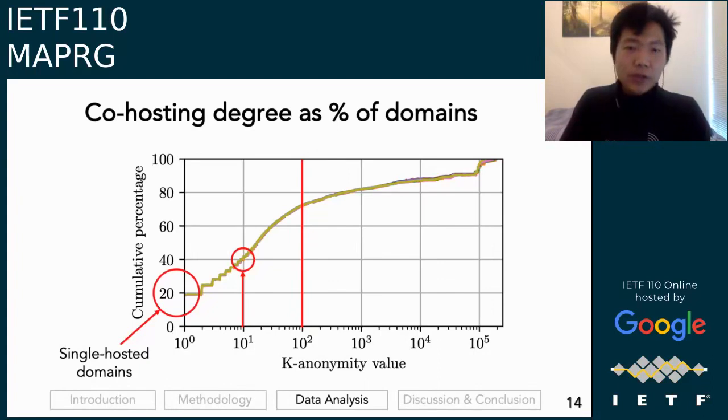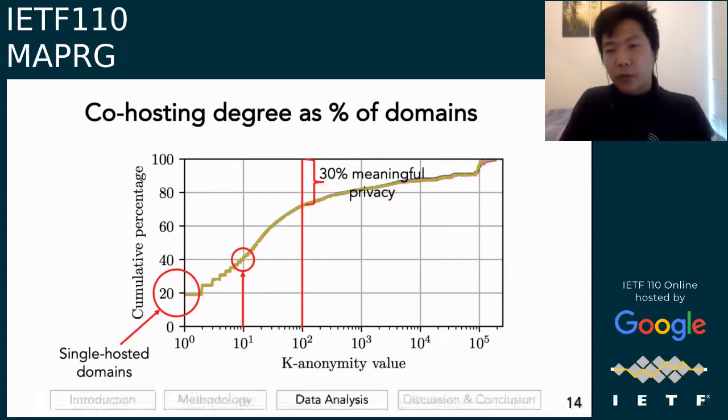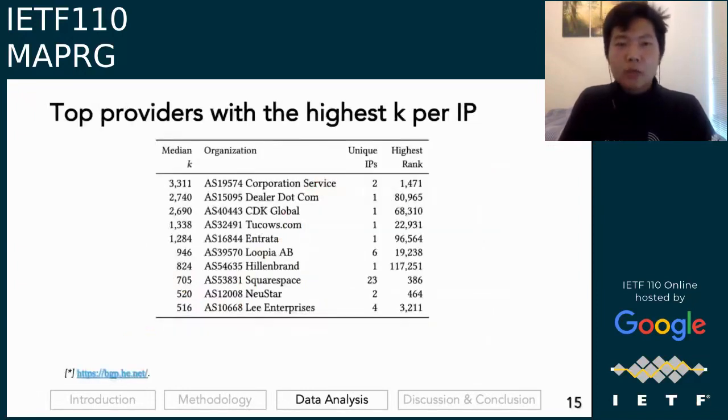So according to this plot, only about 30% of domains will gain some meaningful privacy benefit from domain name encryption because they are co-hosted with more than 100 domains. So we investigate the top 10 hosting providers that offer the highest co-hosting degree per IP address.